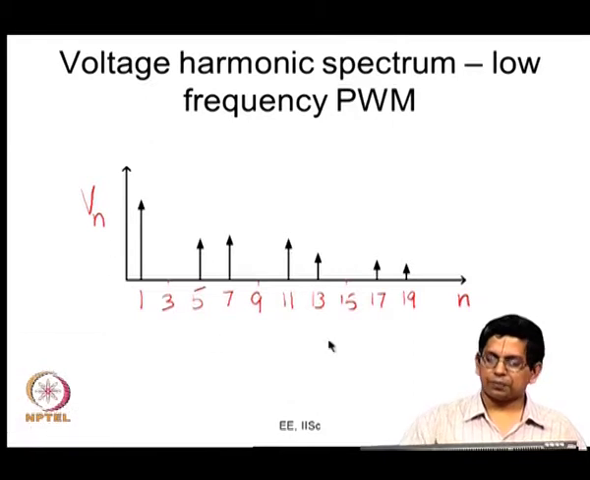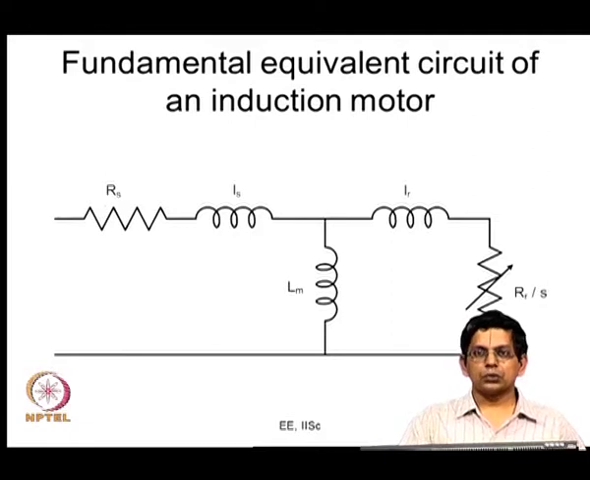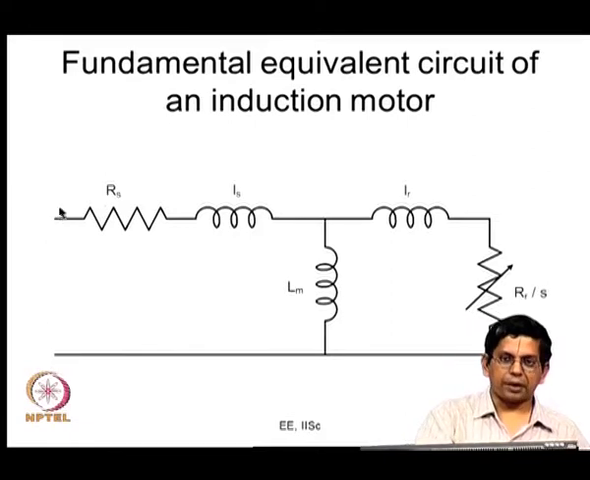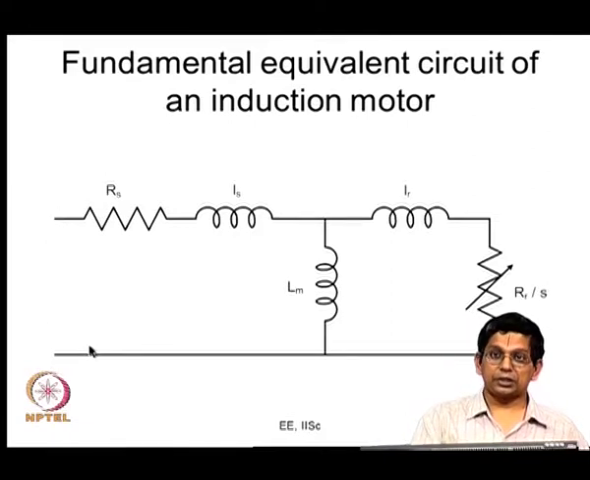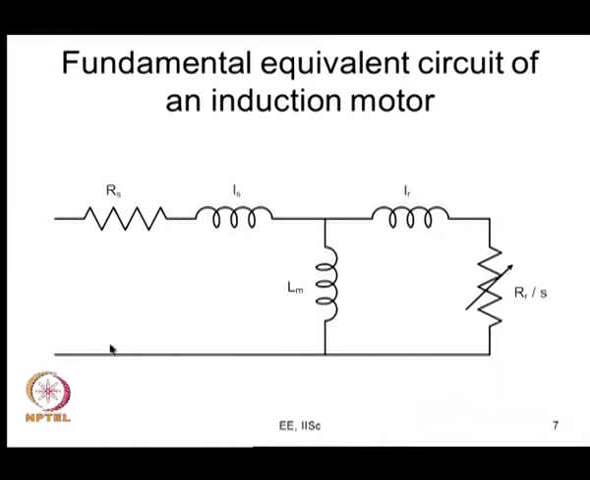So, such frequency components are being applied onto the motor. The fundamental component gets applied on the motor, it is the one that produces the torque, essentially the steady torque. The current produced can be calculated by this. This is the fundamental equivalent circuit. You want to analyze the effect of the fundamental voltage on the motor, you can use this equivalent circuit.